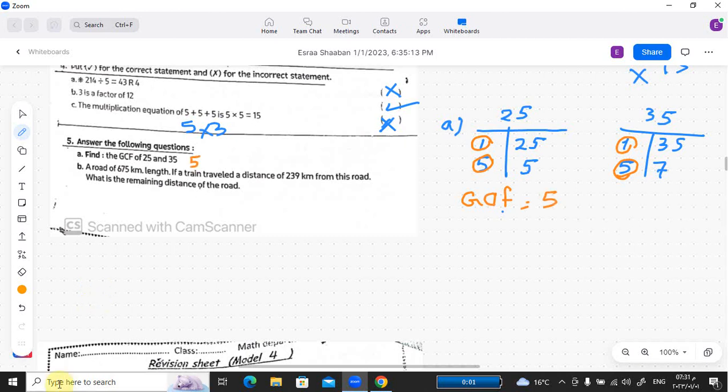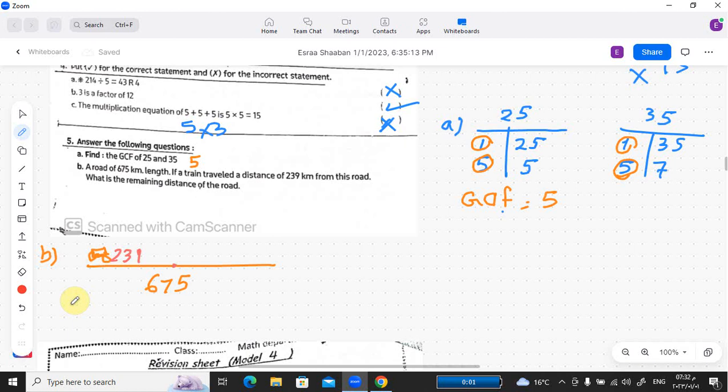The greatest one. Okay, letter B. A road of length 675. If a train, we have a train here, traveled a distance of 239 kilometers from this road, so the train traveled only 239 from this distance to reach like here.